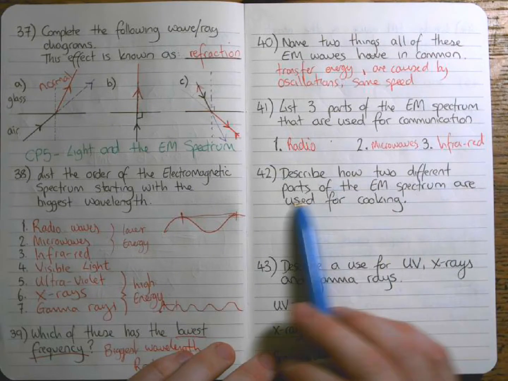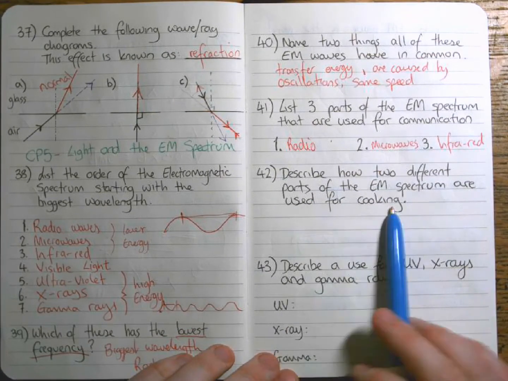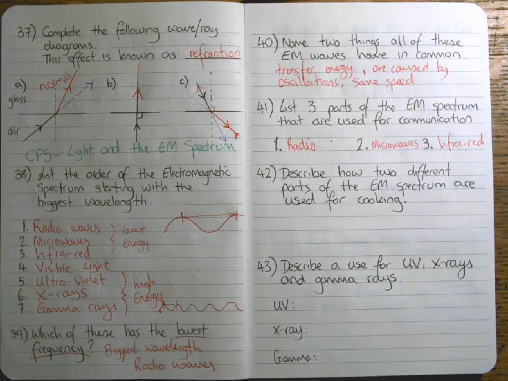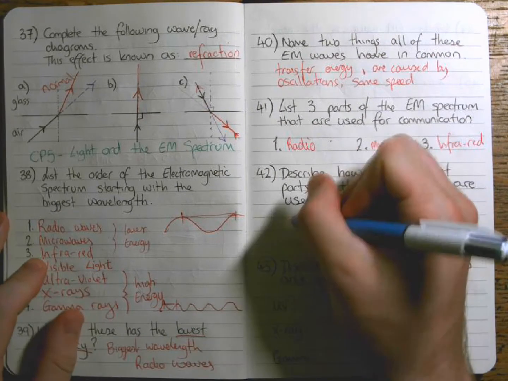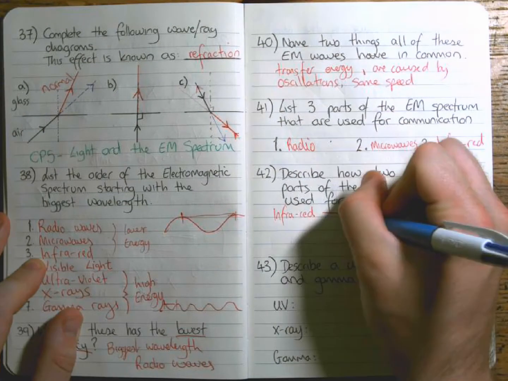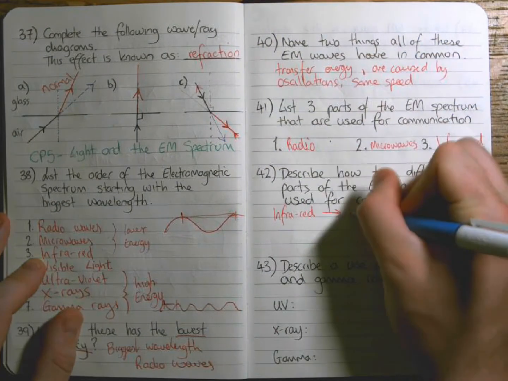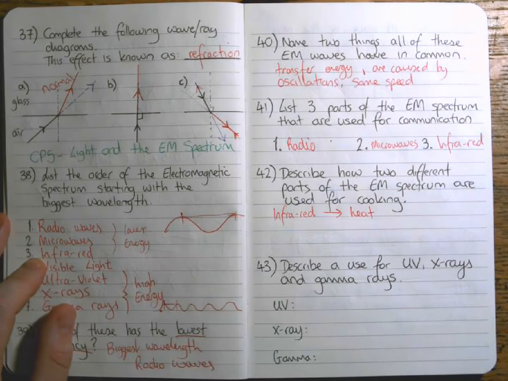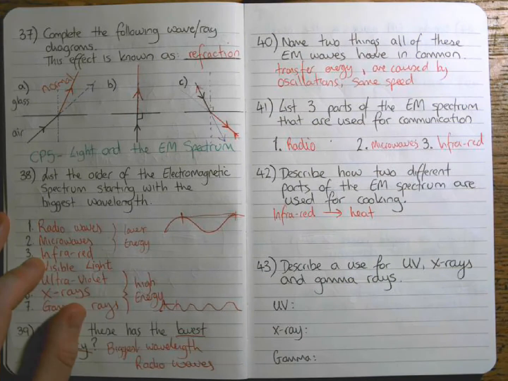Next, describe how 2 different parts of the electromagnetic spectrum are used for cooking. So which 2 parts do you think these are? Well, one of them's pretty obvious, because the infrared part is heat. Heat or thermal energy can be transferred from one place to another by an infrared wave.